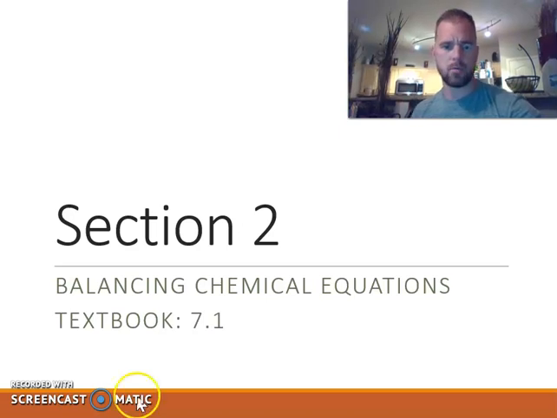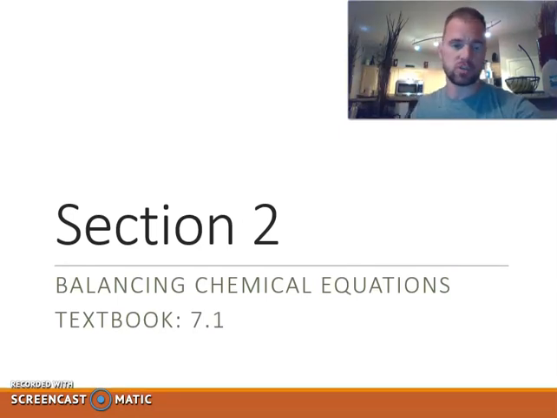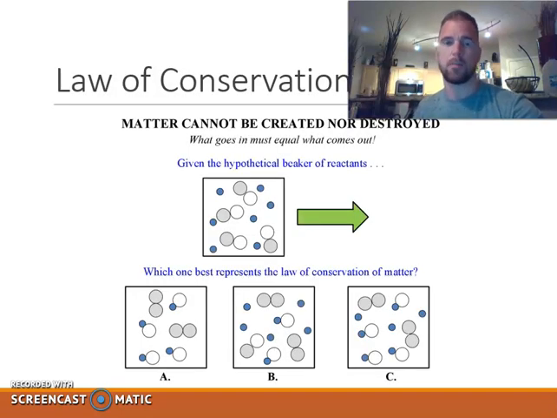All right, welcome back. We're now in section 2, which is on balancing chemical equations, one of the most important things you'll need to be able to do in chemistry. First, I want to start out by talking a little bit about why we need to balance chemical equations, and that is to uphold the law of conservation of matter.